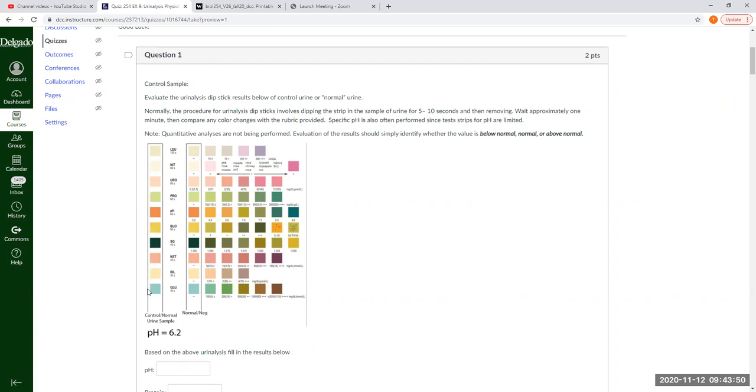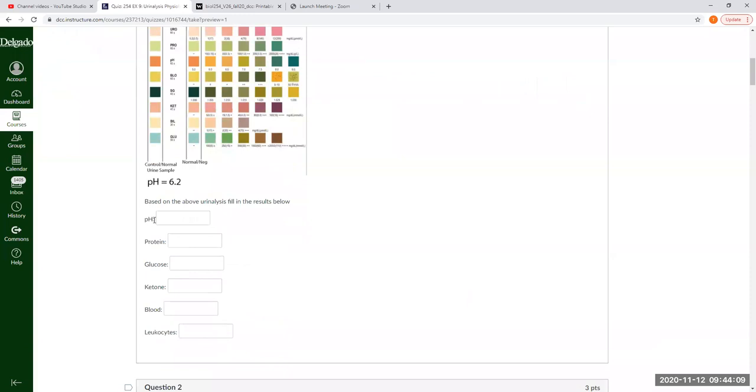This is where the strip is going to be. This is your analysis strip for your patients, it would be on this side. This is the normal color, because this is the chart that you're comparing. You're going to compare this color to that color, this color to that color, but only for these. We're only doing the pH. And then they're going to write the pH number in for you.